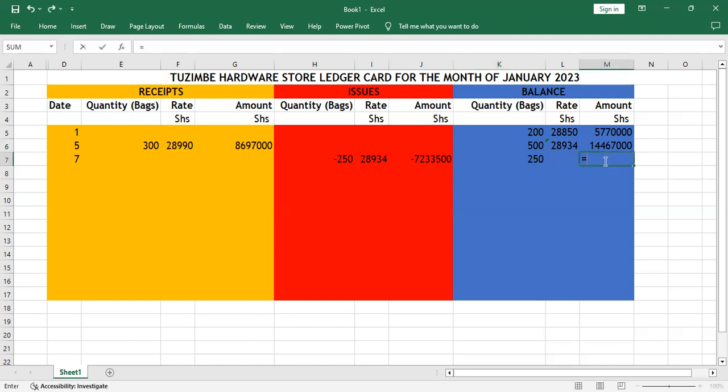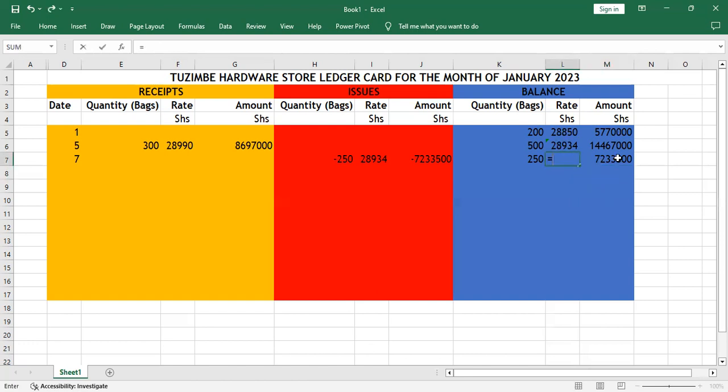When it comes to the balance, the amount, we have 14,467,000, but because I'm issuing out 250 bags with the cost of this, then I'll minus the 7 million from the 14,467 to come up with our closing balance of inventory as at that date.